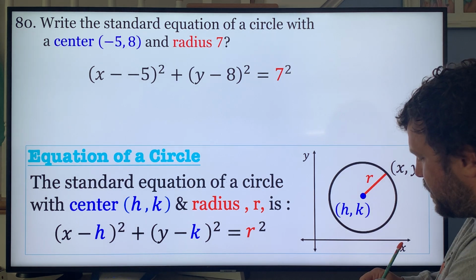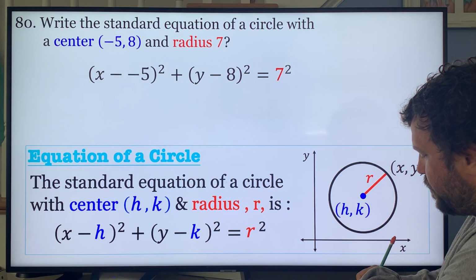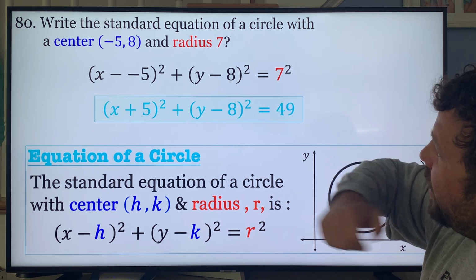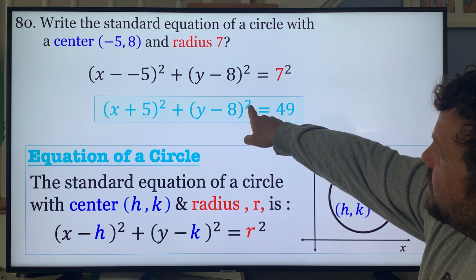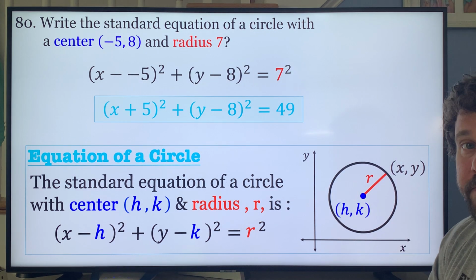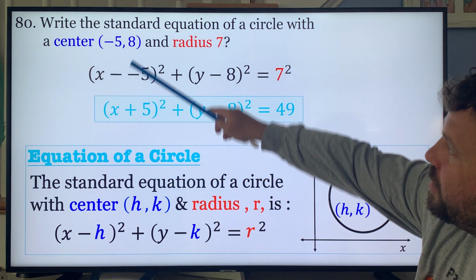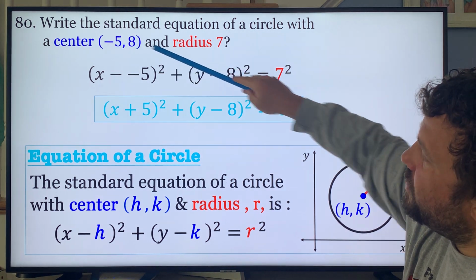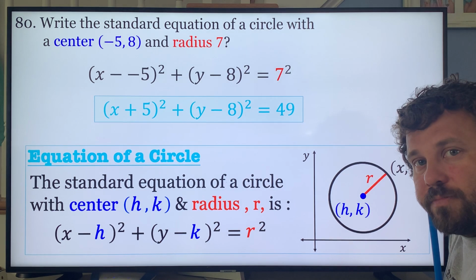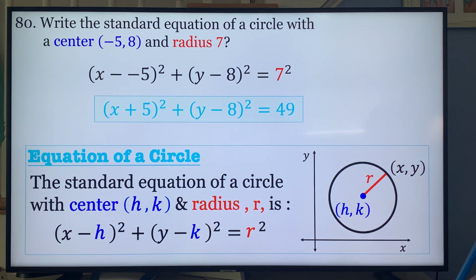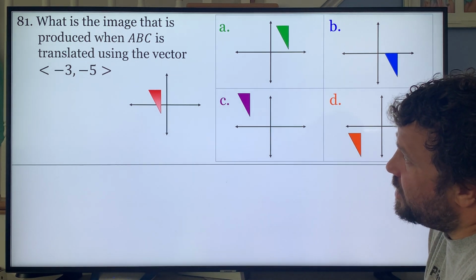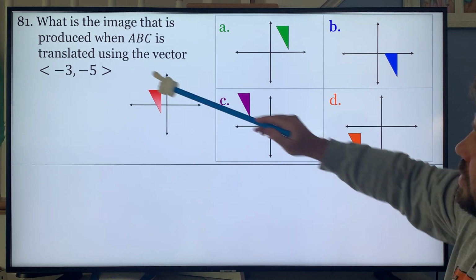All right. X plus 5 squared plus y minus 8 squared equals 49. That's it. If your center is a negative, you put it down as a positive. If it's a positive, you put it down as a negative, and you square your radius. Easy. Halfway there. 81. What is the image that is produced when ABC is translated using the following vector?